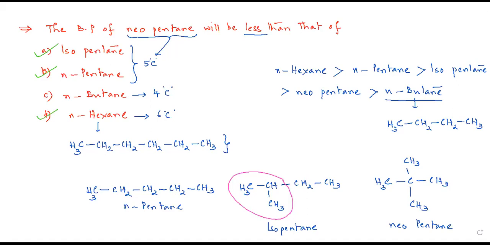So first, go for the number of carbon atoms. Greater the number of carbon atoms, greater is the boiling point. Then if they have the same number of carbon atoms, check out for the one which is more branched. More branched will have less boiling point. That's it.